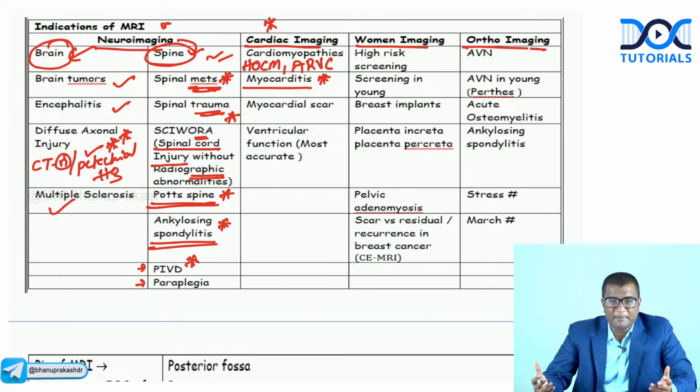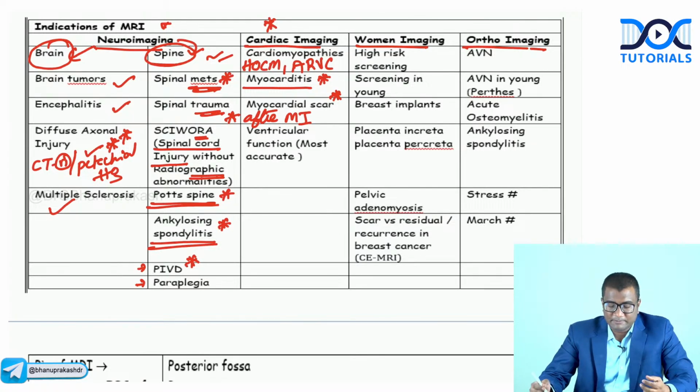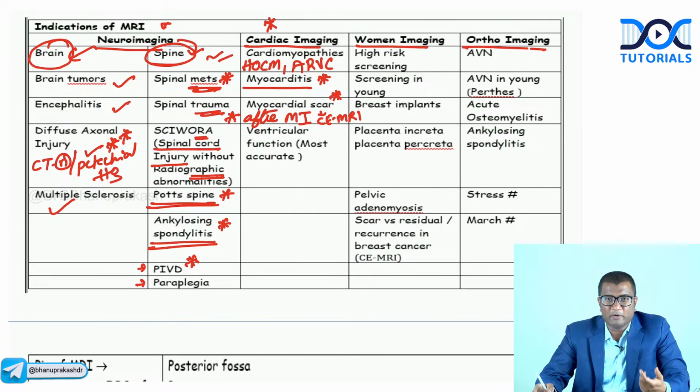Imaging MRI can show you the myocardial edema in cases of myocarditis. Myocardial scar after MI. So whenever we have a myocardial scar, right, that area will show late gadolinium enhancement. So you can go for a contrast enhanced MRI. So even for myocardial scar, go for MRI. So remember cardiomyopathies, myocarditis, myocardial scar. Once again, cardiomyopathies, myocardial scar and myocarditis.